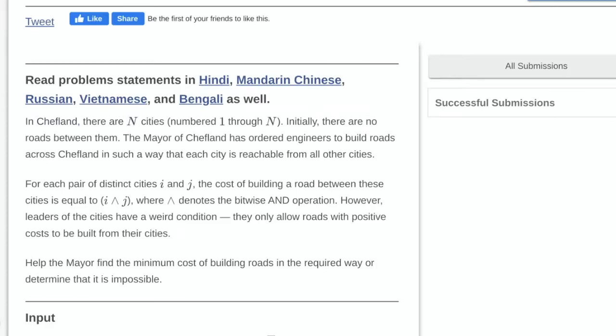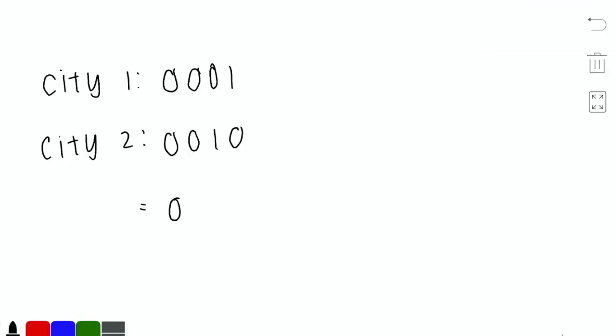Okay, so basically we want to find the minimum cost of building roads in this required way. And if it's impossible to do so, we would return -1. So let's look at a few test cases so we can better understand this problem. So let's say we had an input of 3, which means that there are 3 cities numbered from 1 to 3. And again, we want to find a way to connect the cities such that we minimize the cost.